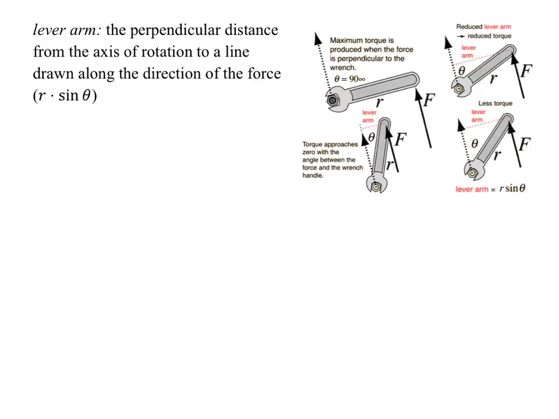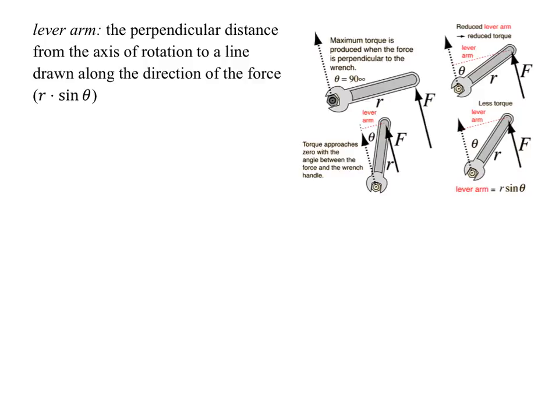If I were you, I would write down the fact that as theta goes from 90 to 0, your torque decreases. Again, as theta goes from 90 to 0, the torque decreases. And the reason is because of what's called the lever arm. Let me explain this concept. The lever arm is thought of as R sine theta. The lever arm is the perpendicular distance from the axis of rotation to a line drawn along the direction of the force.